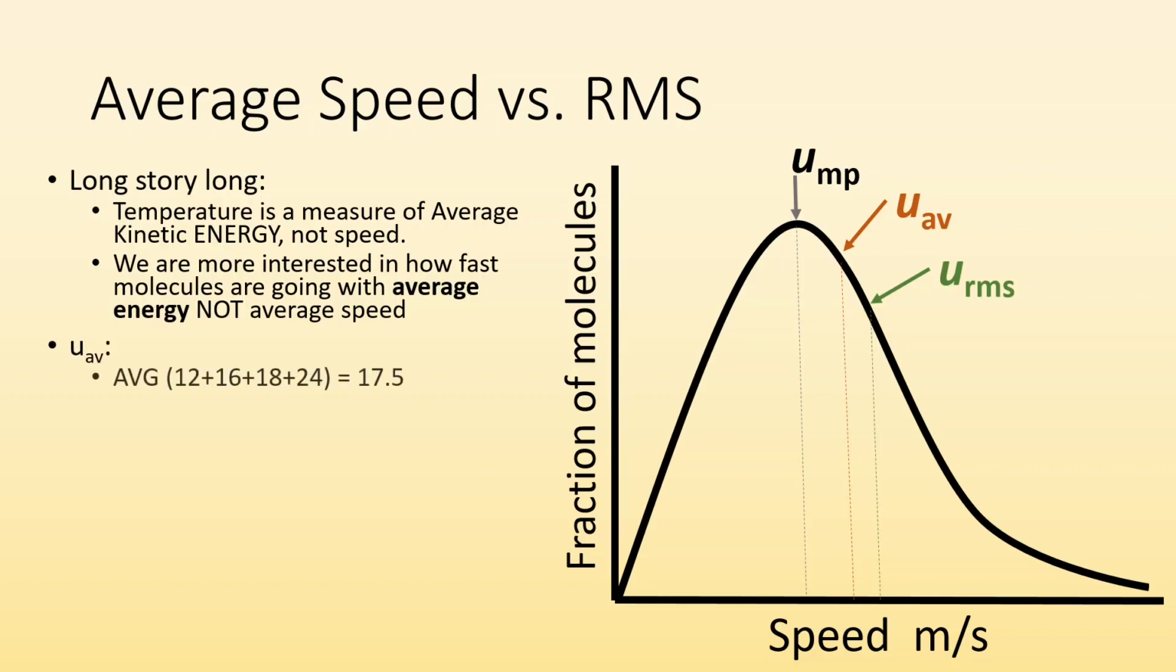So average energy, let's say I had some particles. I had 4 particles with speeds of 12, 16, 18, 24. If I want the average speed, I just add them together, divide by 4. I get my average speed of 17.5.